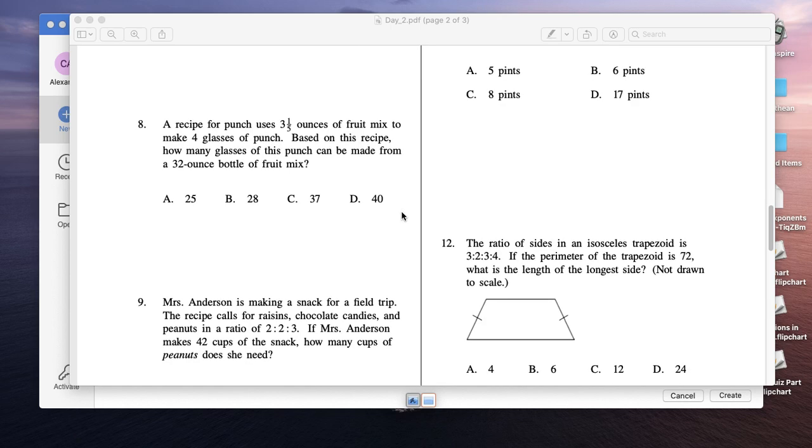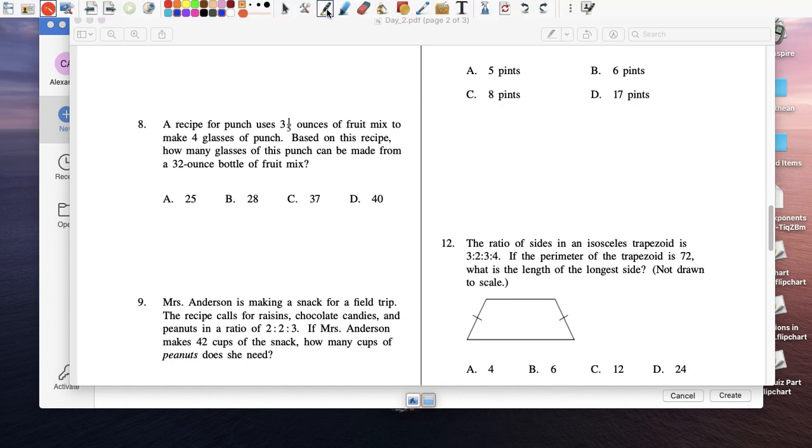Okay, recipe. A recipe uses 3 1/5 ounces of fruit mix to make 4 glasses of punch. How many glasses of this punch can we make for a 32 ounce bottle of fruit mix? Okay, so again, we have 3 1/5 ounces makes 4 glasses. We want to know how many glasses we can make if I use 32 ounces. So this is x over here.